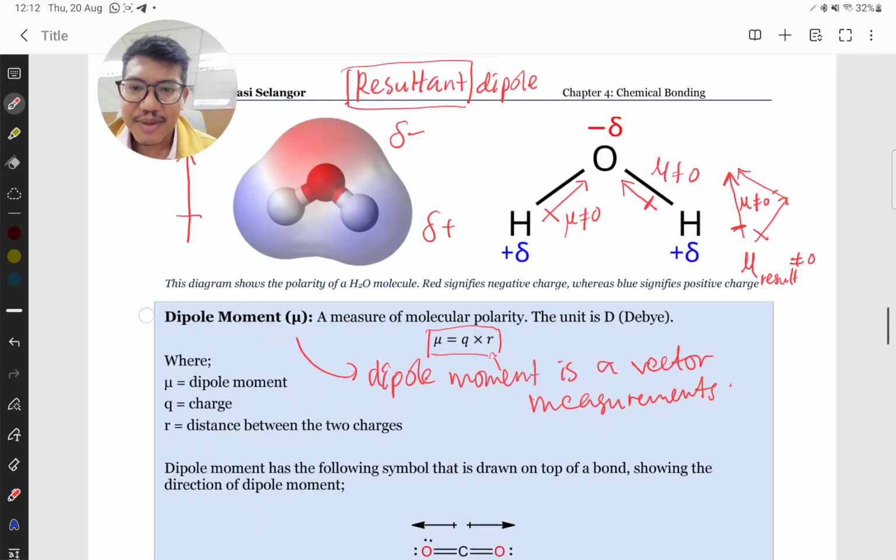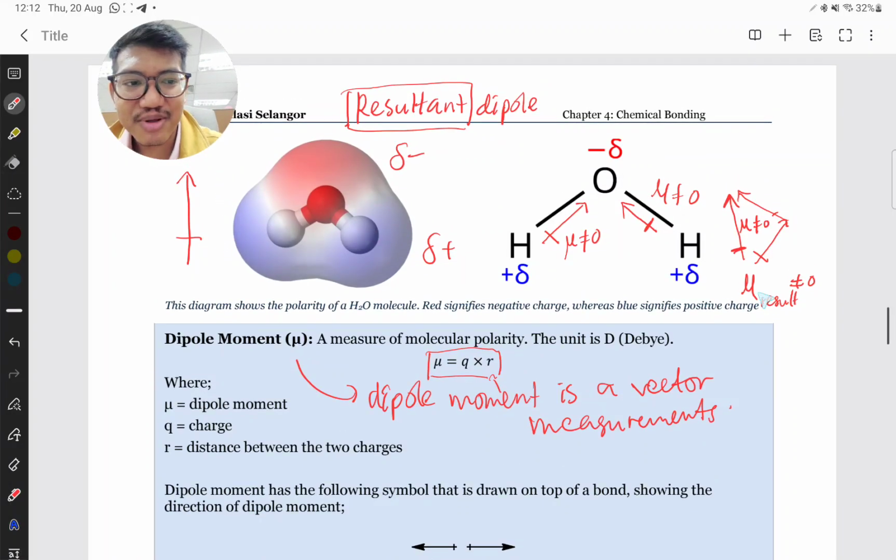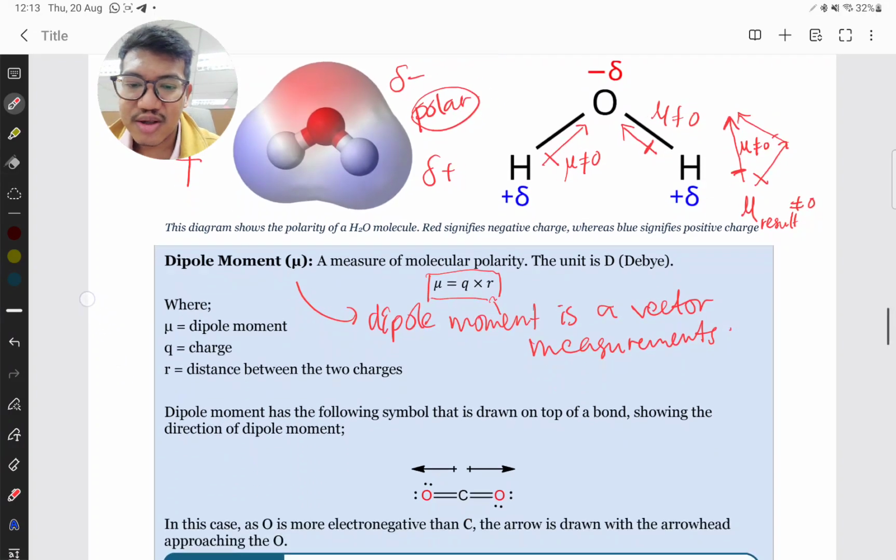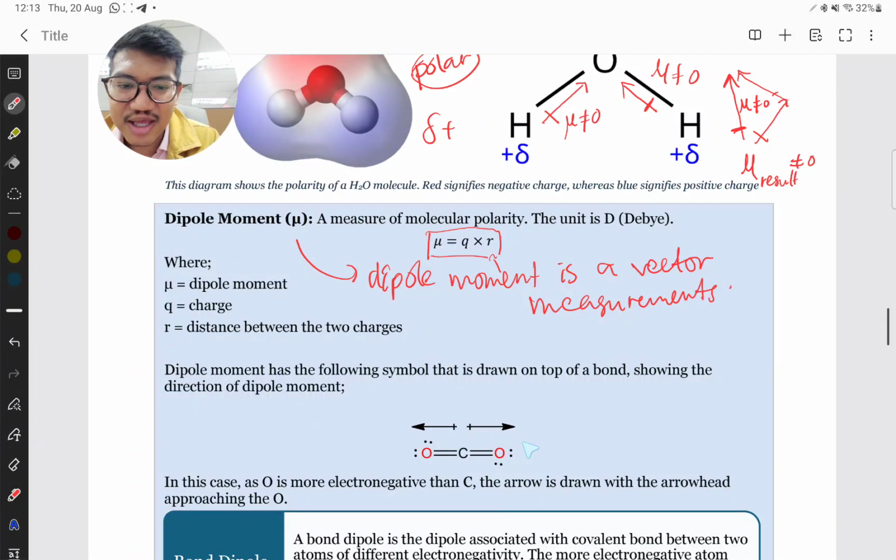Okay, but then there is a situation whereby the bond is polar but the molecule is not polar. Before we jump into that, we look at this. Because this molecule has negative and positive charge and the resultant dipole is not equal to 0, that means this molecule is polar. So this is a polar molecule. Let's have a look at another example here.